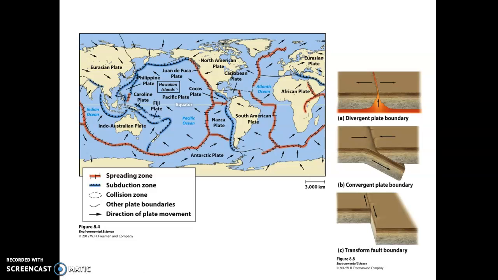And last is the type of boundary that we find in California. That's a transform fault boundary, where one plate is moving in this direction and the other plate is moving in this direction. And it could be the reverse. This plate could be moving in that direction while this plate moves in that direction. So either way, it's a transform fault boundary.